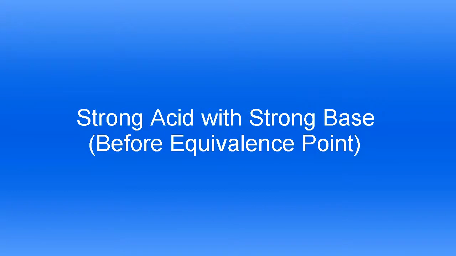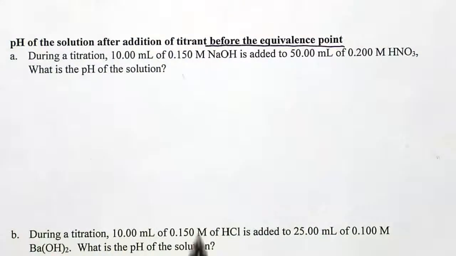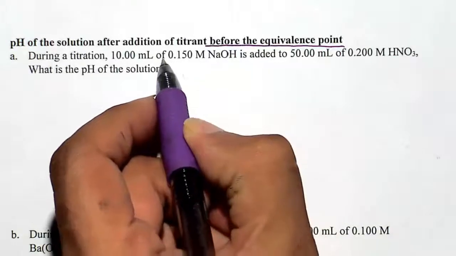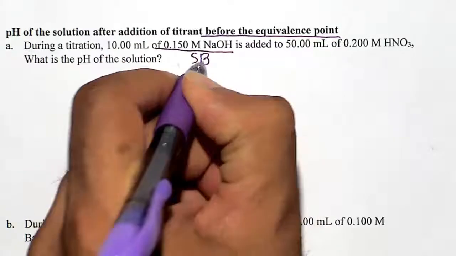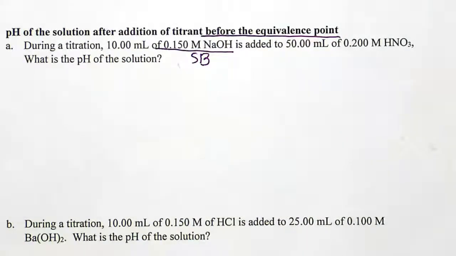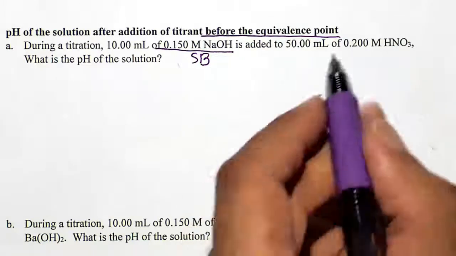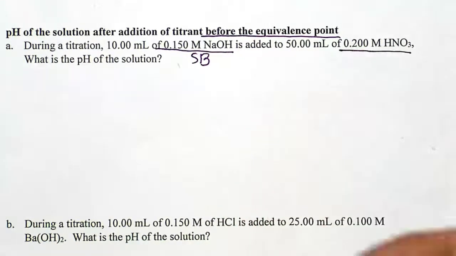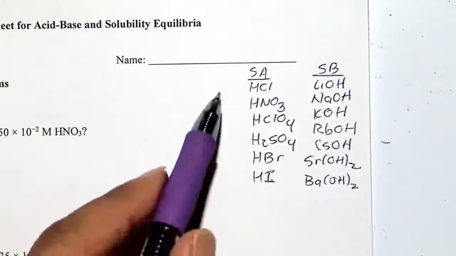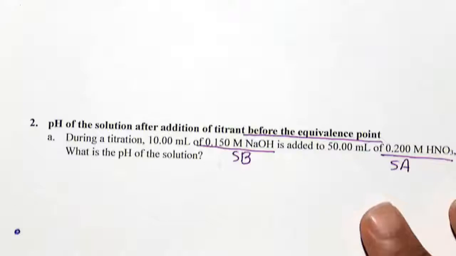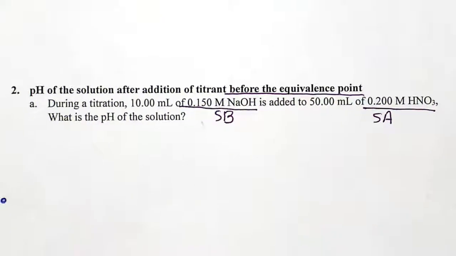So in this problem, we are asked: during the titration of 10 mL of 0.150 molar sodium hydroxide, that immediately should ring a bell with you as something that constitutes a strong base. You add that to 50 mL of 0.2 molar nitric acid. Automatically you should start hearing in your head strong acid, because that's one of our 6 examples of strong acids and strong bases. So you're going to have a neutralization reaction. Does that mean your pH is going to be 7? Well, not necessarily. We're going to have to do some calculations here.